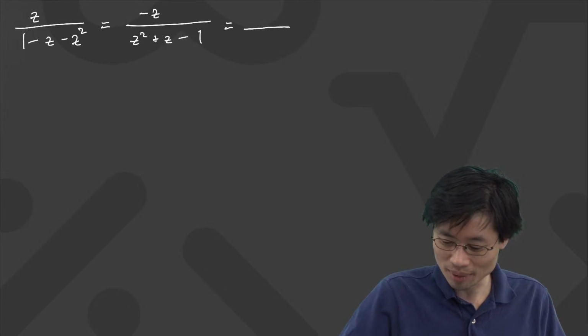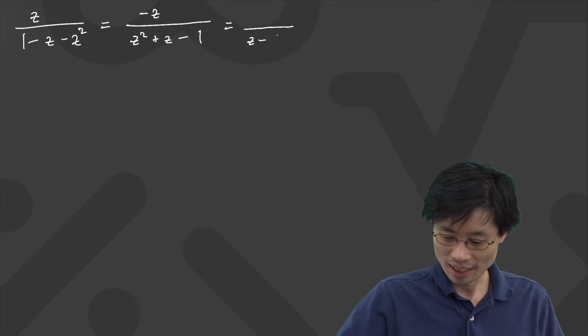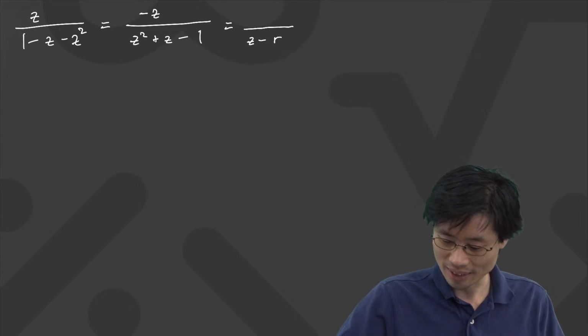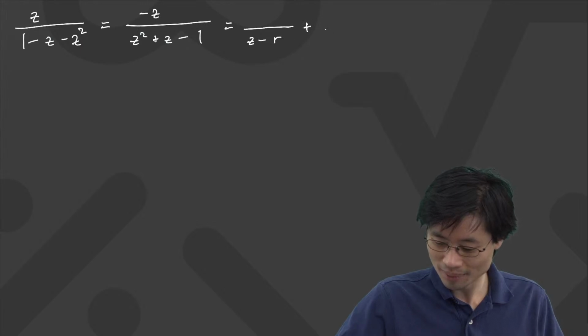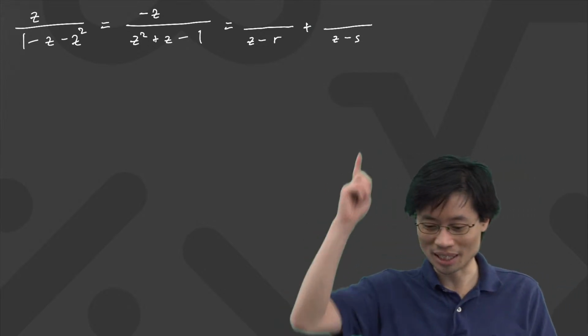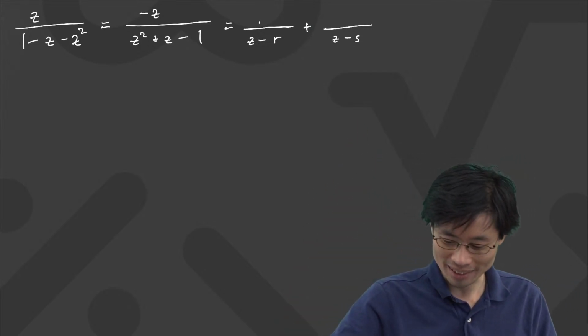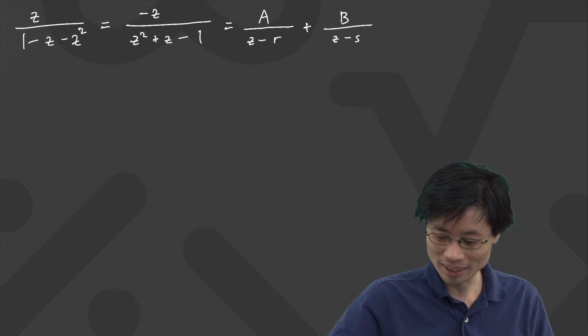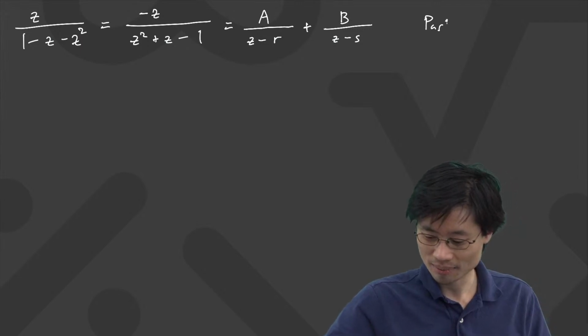Well, it's going to be something over z minus... Oh, I need some letters now. Let's just call them r and s. Z minus r plus something over z minus s. But can anyone tell me, how would I find out what r and s are? I need to put some stuff on top too, right? I need to put some a and some b on top, right? It's going to be this thing. This is partial fractions.